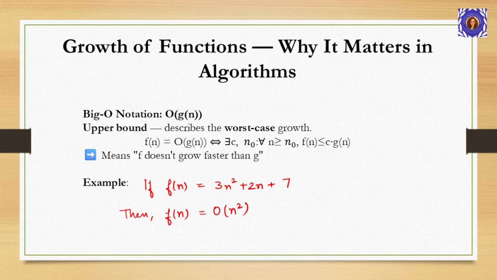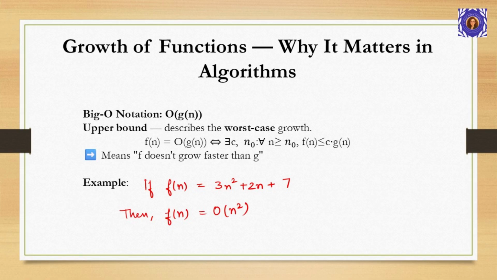What does this mean in plain English? It means that beyond some point n naught, our function f of n will never grow faster than some constant multiple of g of n. Think of g of n as a speed limit, and c as a tolerance factor.